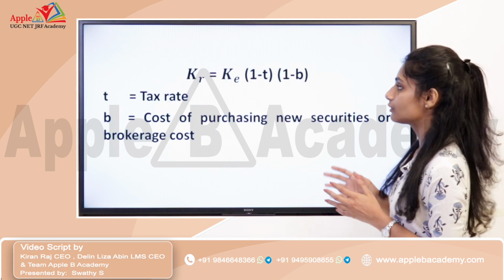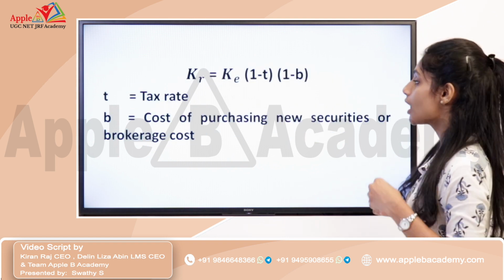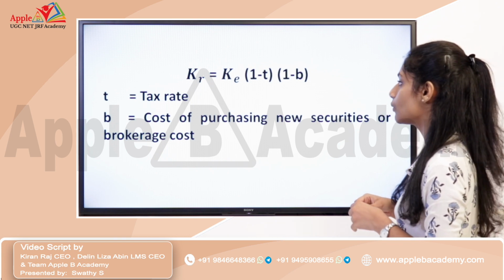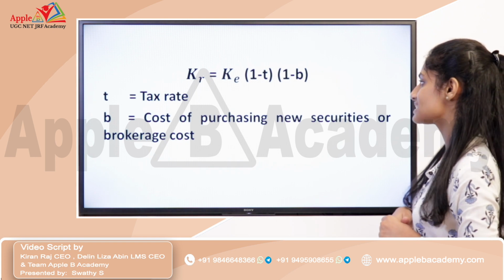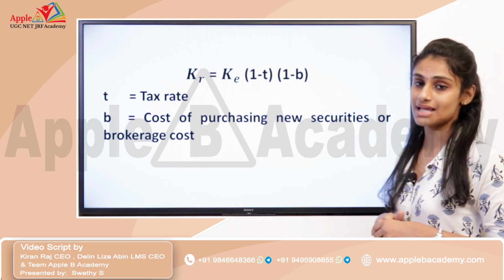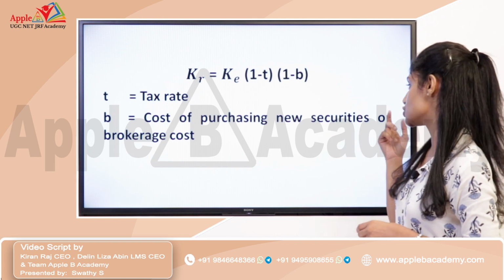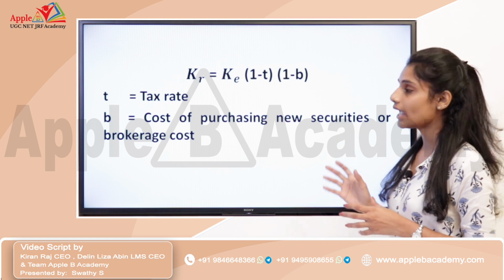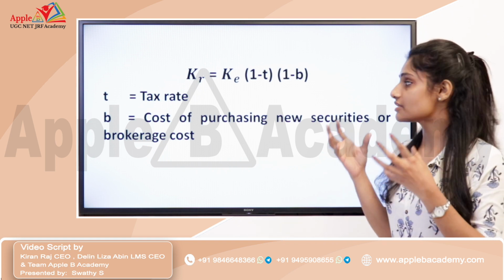And coming to its calculation, how can you calculate the cost of retained earnings? Cost of retained earnings is equal to cost of equity multiplied by (1 minus T) multiplied by (1 minus B). Here T means the tax rate and B is the cost of purchasing new securities, or it can be the brokerage cost. So this is how you can calculate the cost of retained earnings.